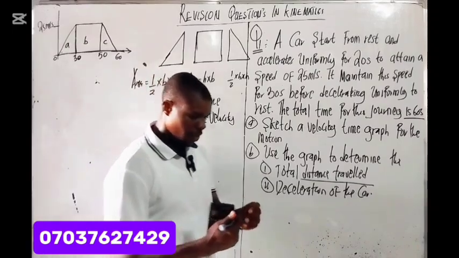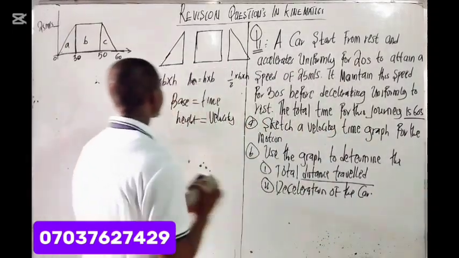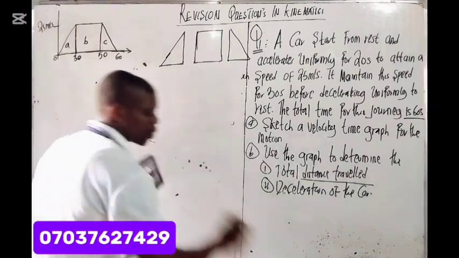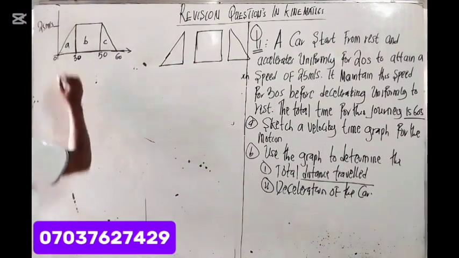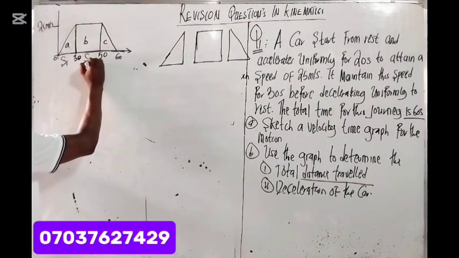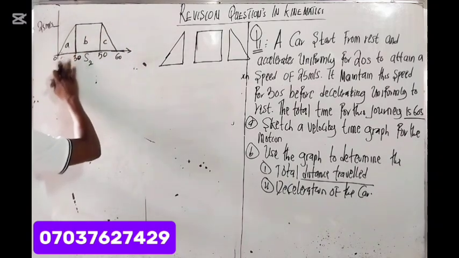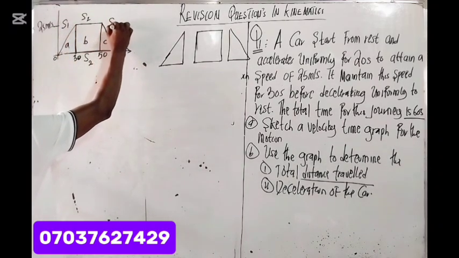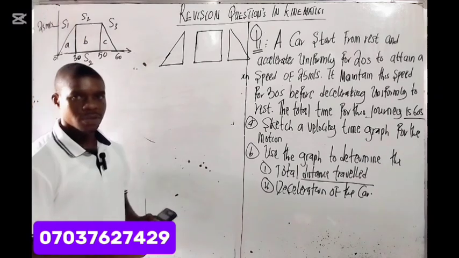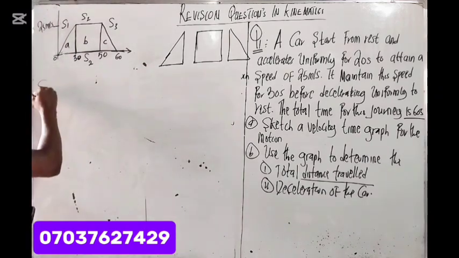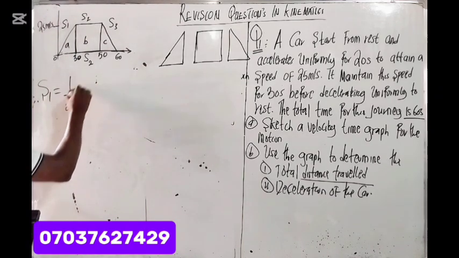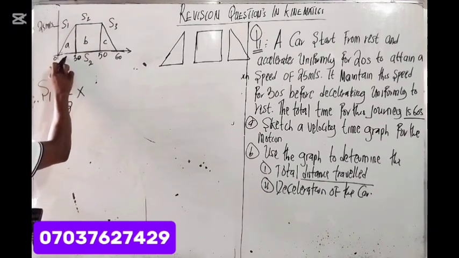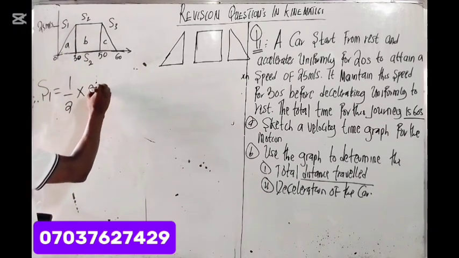So what are you going to do here? Let's look at the first one. Here we have x1, x2, and x3. Please pay close attention. My x1 is going to be half times my base. My base is the time here, which is 30, times my height.